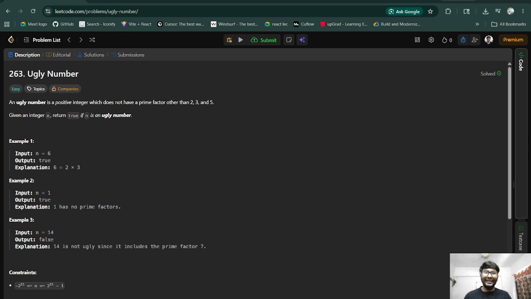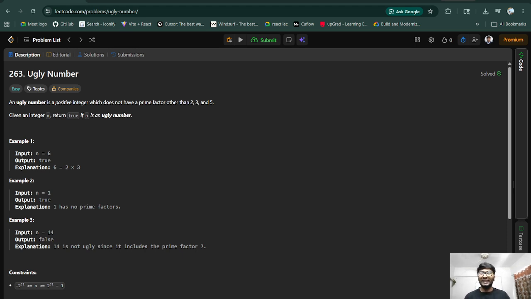Okay, so basically this question is trying to tell us that a number is called an ugly number if its prime factors only include 2, 3 and 5. We need to return true if the given number is ugly, otherwise return false.